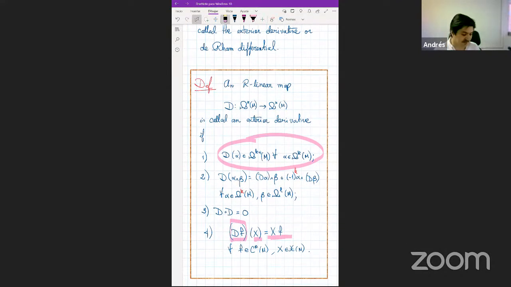So that's an exterior derivative on a manifold. We are taking derivatives of differential forms. So we will see that any manifold admits an exterior derivative, and not only that, it is unique. It admits only one exterior derivative, and that's what we're going to do today.